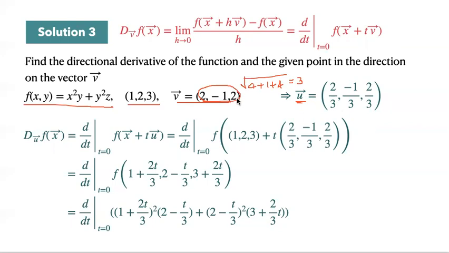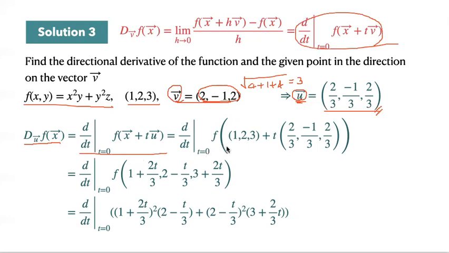By dividing v by 3, we get u. So 2 over 3, minus 1 over 3, 2 over 3, right? It is the unit vector and it has the same direction as the vector v. Okay, so we want to find the directional derivative D_u f. It is the same as d/dt of f(x plus tu). It is the definition of the directional derivative.